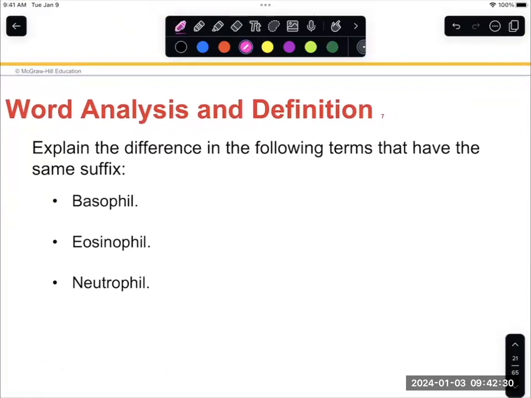So let's look at these terms now. They all have that suffix of "phil." And this means attraction. So the root and combining vowel of baso means it attracts blue color.